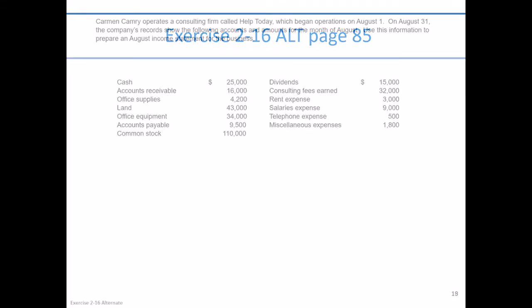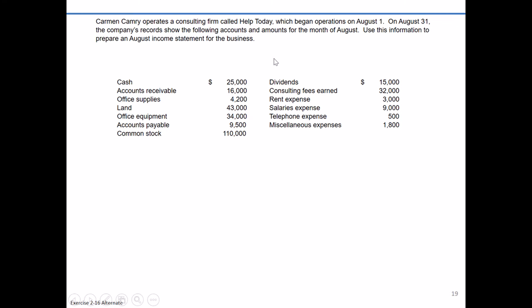We're shifting gears to exercise 216, and with this change in problem, we're changing to a different company. Here we're looking at a consulting firm called Help Today. They began operations on August the 31st, and the good news is their accounting team has already done the journal entries and the posting and the trial balance, so we at least know we're to the point at which total debits equal total credits, and we're moving on from that point.